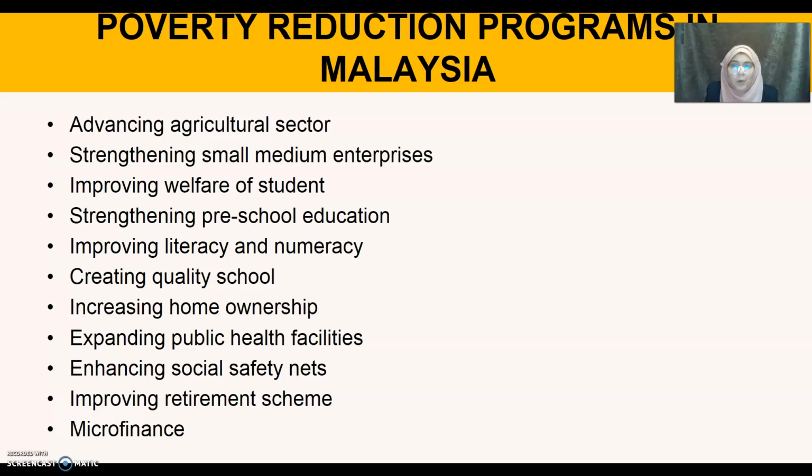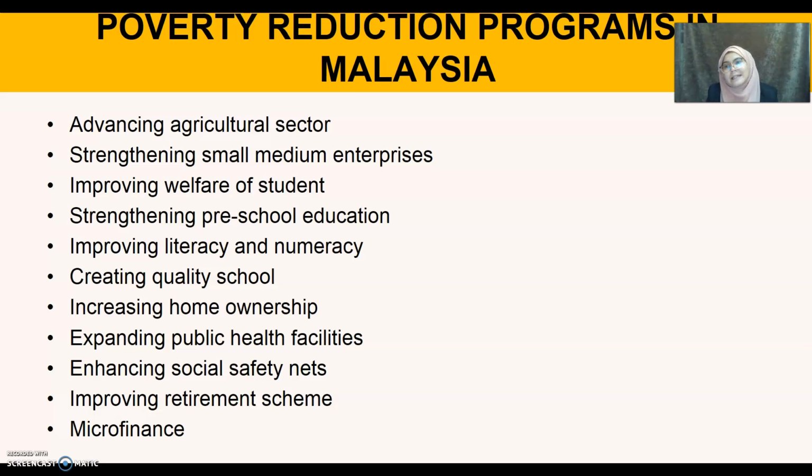Okay, increasing home ownership. That's why dia ada skim perumahan, skim perumahan pertama and etc. Rumah rakyat and etc. Expanding the public health facilities, okay, enhancing social safety nets, improving retirement schemes, and also microfinance. So these are all the examples of how they can help to reduce poverty in Malaysia. There's a lot, but this is the main thing that I can share with you.